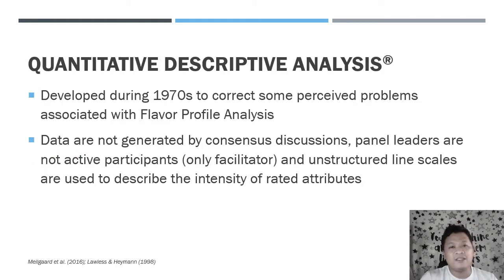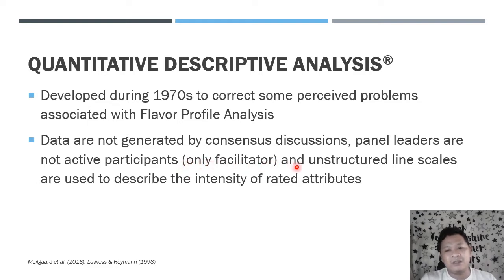Another popular method is the QDA, or quantitative descriptive analysis, developed in the 1970s, supposed to correct some perceived problems with the more popular flavor profile analysis at that time. In this case, the first one they address is that the data is not generated by consensus, which eliminates any errors related with palakasan ng opinion. Okay. And panel leaders, in this case, are facilitators instead of being active participants in the discussion. So, mas limited, mas restricted yung ginagawa ng panel leader.